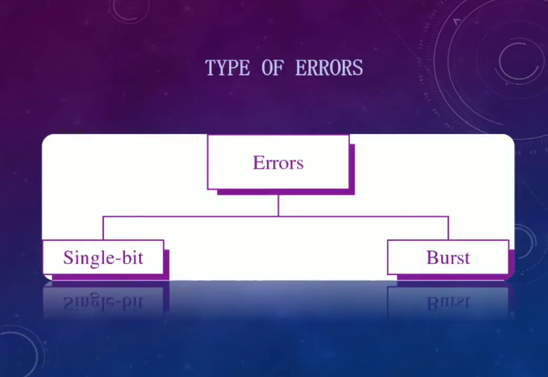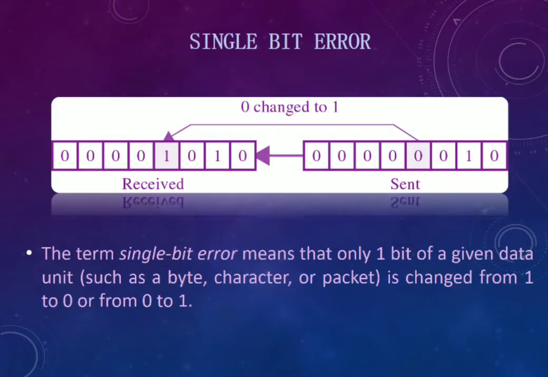Types of errors. There are two types of errors: single bit error and burst error. Single bit error. In a single bit error, only one bit in the data unit has changed. Imagine that each group of 8 bits is an ASCII character with a 0 bit added to the left.